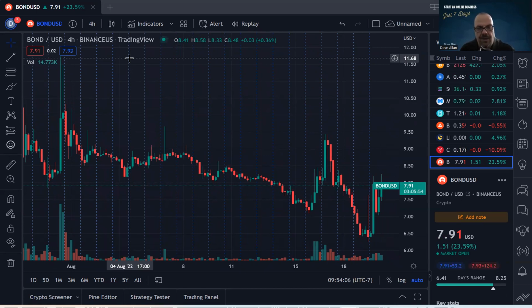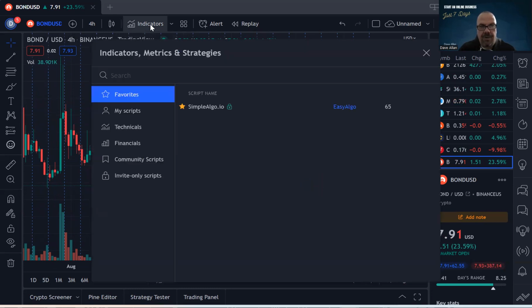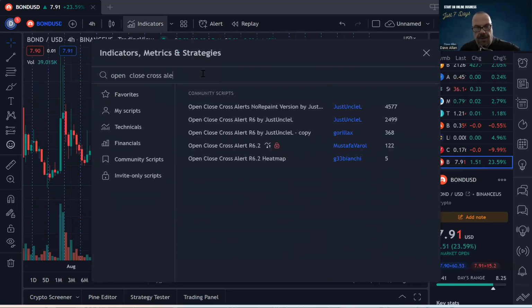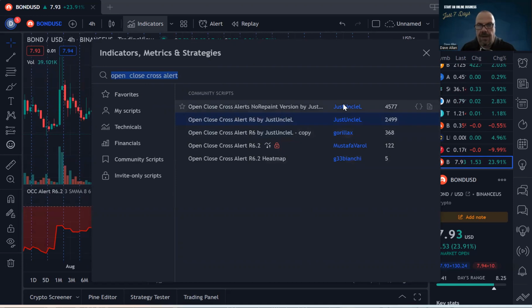The second thing you're going to do is come up here and click on indicators. Now we're going to want to add two indicators. The first one here is going to be open, close, cross alert. I want to make sure I take a little bit of notes so I do this right. You want the one here by just Uncle L. So you're going to click on that, and all you have to do is click on it once and it will add it.